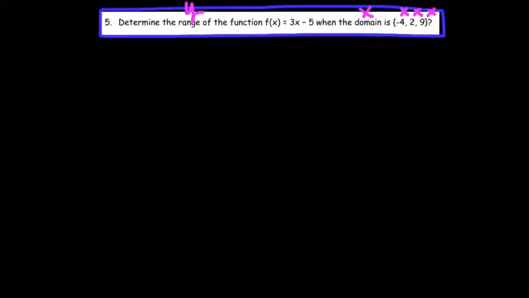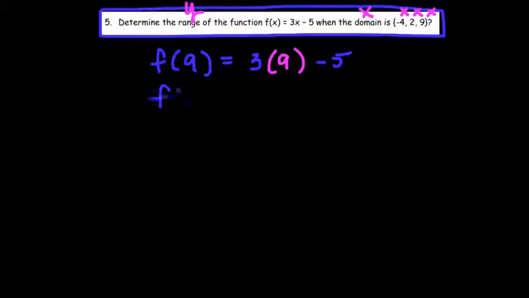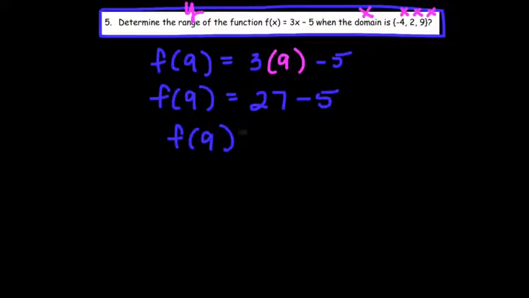Okay, the third solution is to plug in the 9. So we're going to say this time f of 9 is equal to 3 times the 9 minus 5. So here for f of 9, we're finding 3 times 9, which is 27, and 27 minus 5, which gives me a final answer of 22. So again, f of 9, this is just y, so y equals 22.